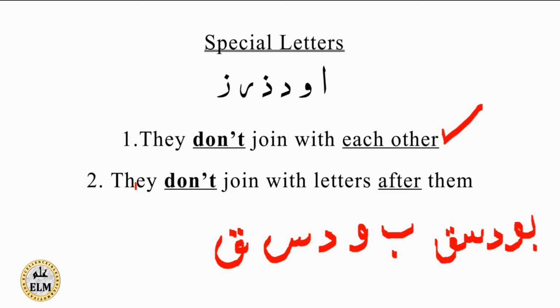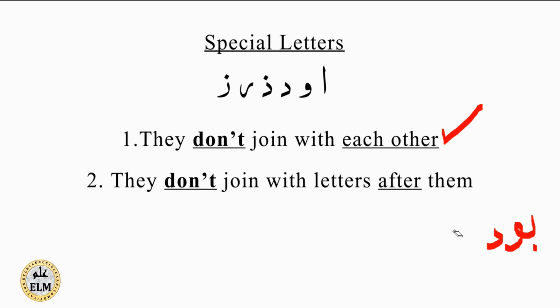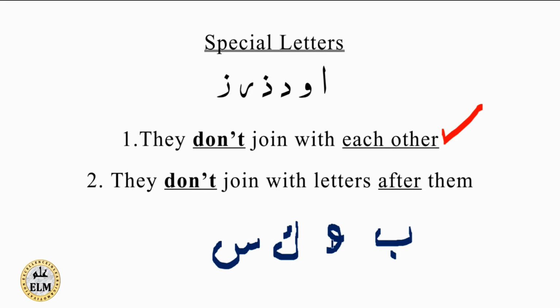The second thing is that they will not join with the letters after them. So what does it mean? If I write 3 letters here, let's say I write ba again, and then I write waw. Waw is one of these special letters, and then I write kaf, and then I write sin. When I say they do not join with letters after them, which one is after? Is ba after waw, or is kaf after waw? We know Arabic comes from right to left. So waw will not join with kaf because kaf is after waw. It will join with ba.